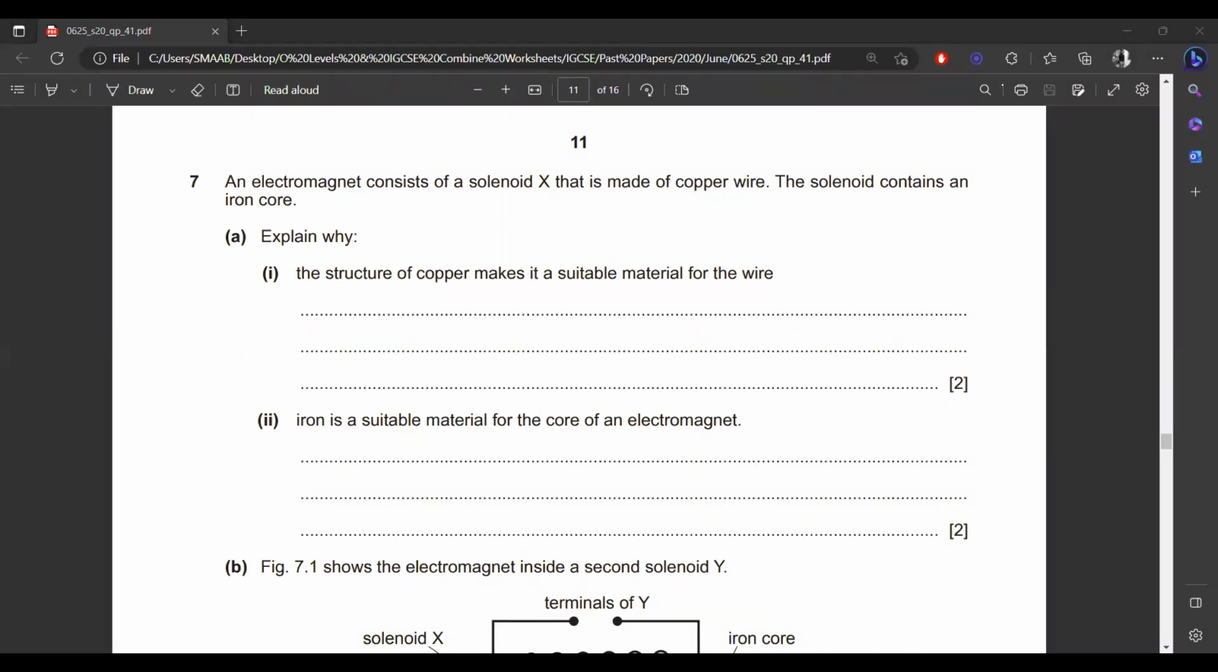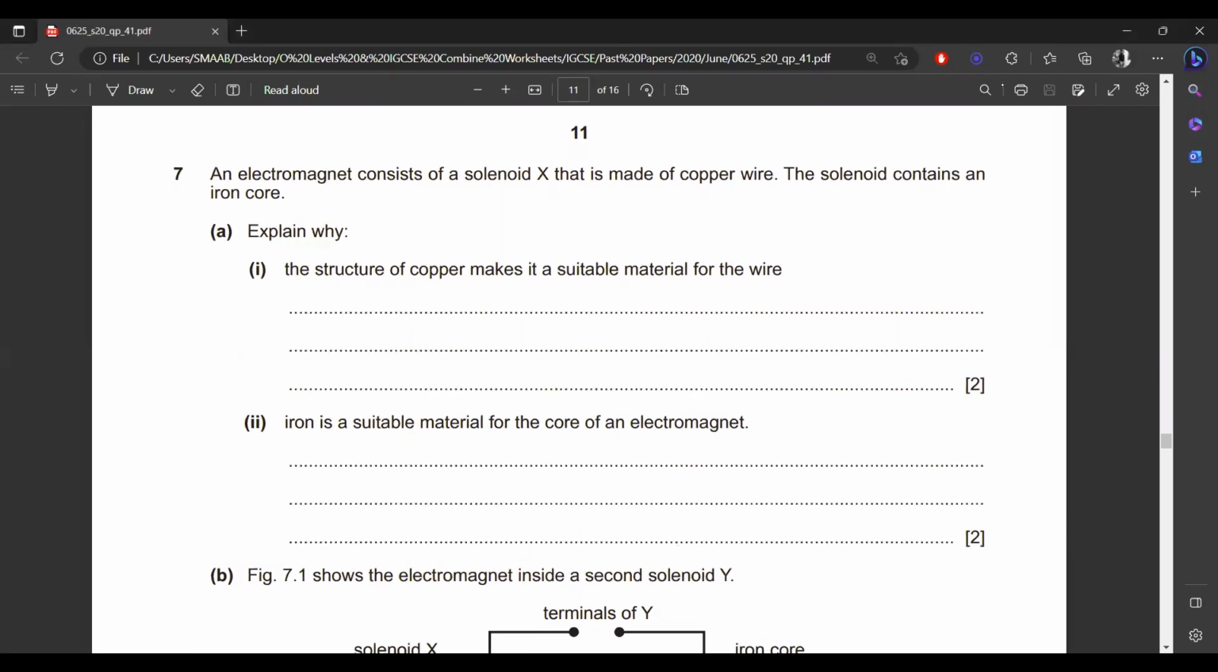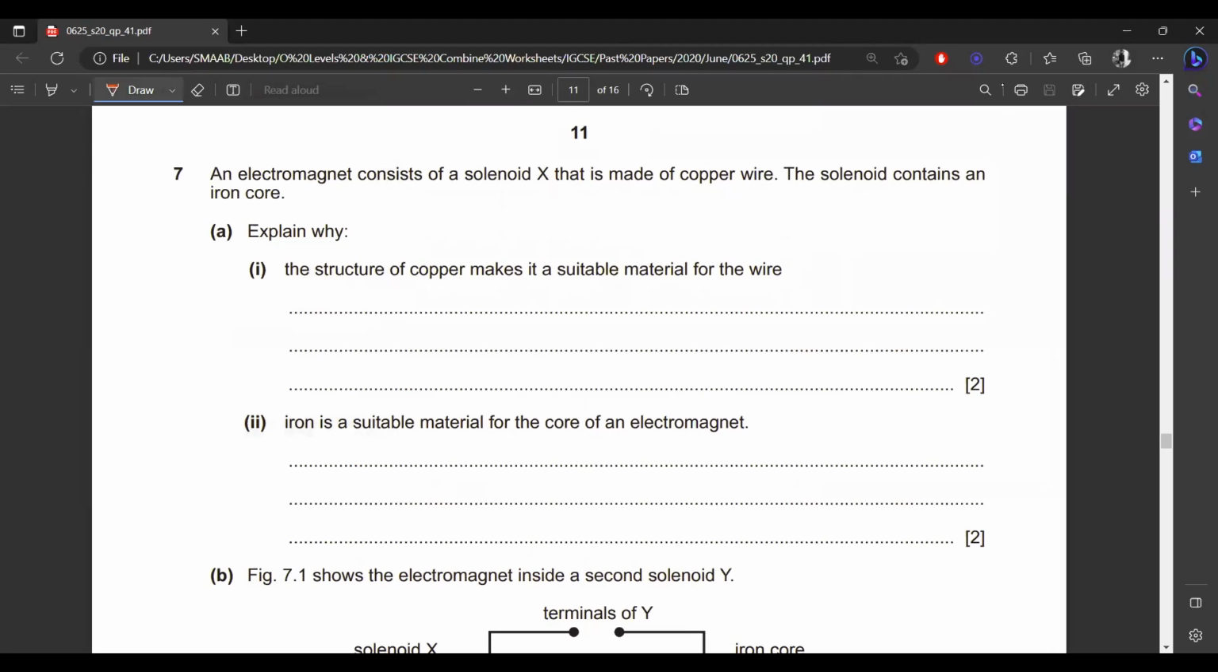Okay, so first starting from year 2020, this is question number 7. First part: an electromagnet consists of a solenoid X that is made of copper wire. The solenoid contains an iron core. Explain why the structure of copper makes it a suitable material for the wire.